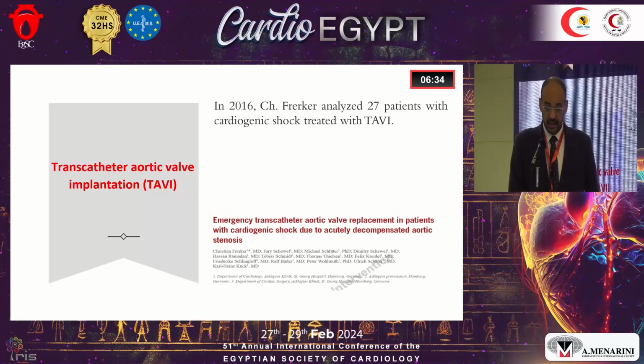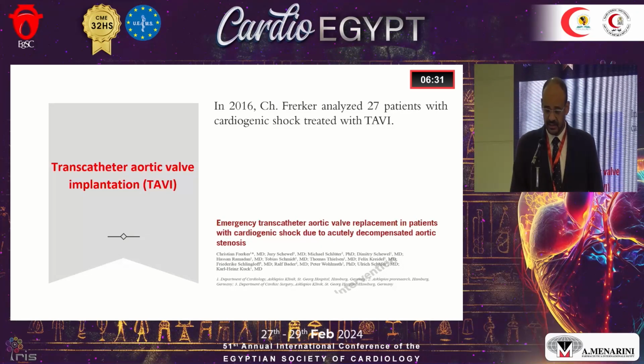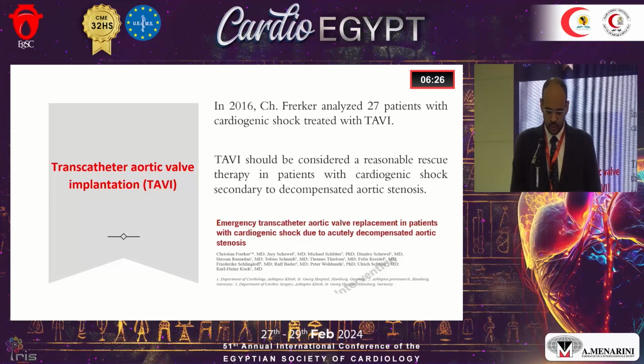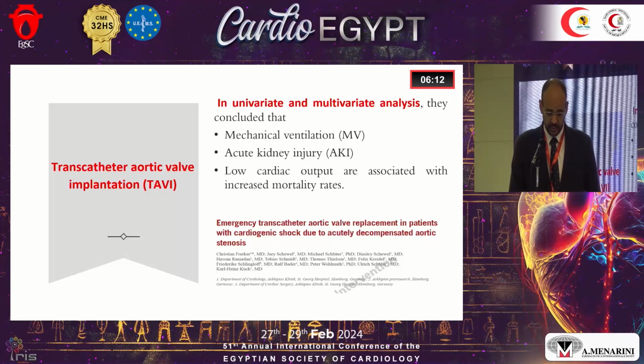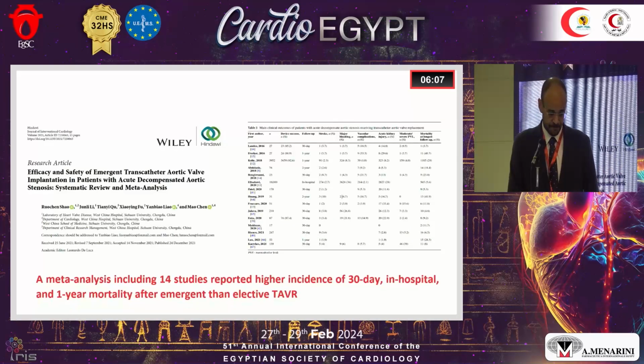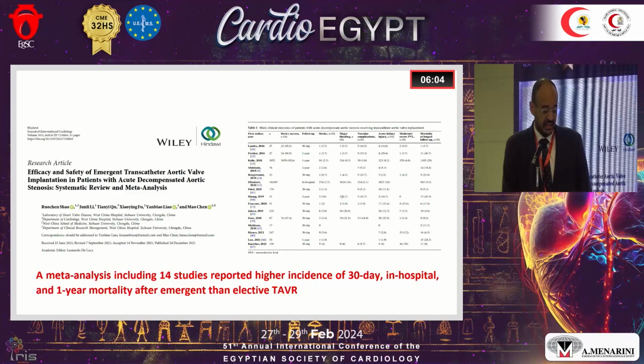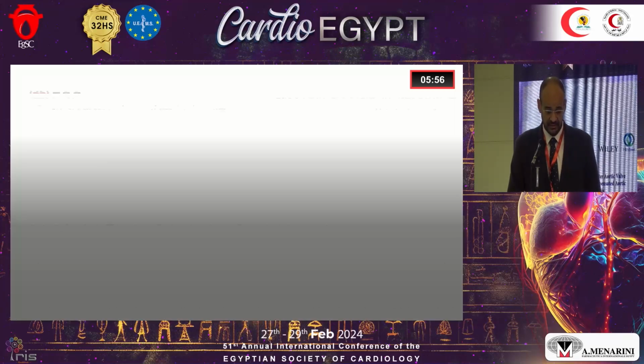What about TAVI? In 2016, Christian Frerker analyzed 27 patients with cardiogenic shock treated with TAVI, and reported that TAVI should be considered a reasonable rescue therapy in patients with cardiogenic shock secondary to decompensated aortic stenosis. In univariate and multivariate analysis in this study, they concluded that mechanical ventilation, acute kidney injury, and low cardiac output are associated with increased mortality rate. Recently, in 2021, a meta-analysis including 14 studies reported higher incidence of 30-day, in-hospital, and 1-year mortality after emergent than elective TAVI.